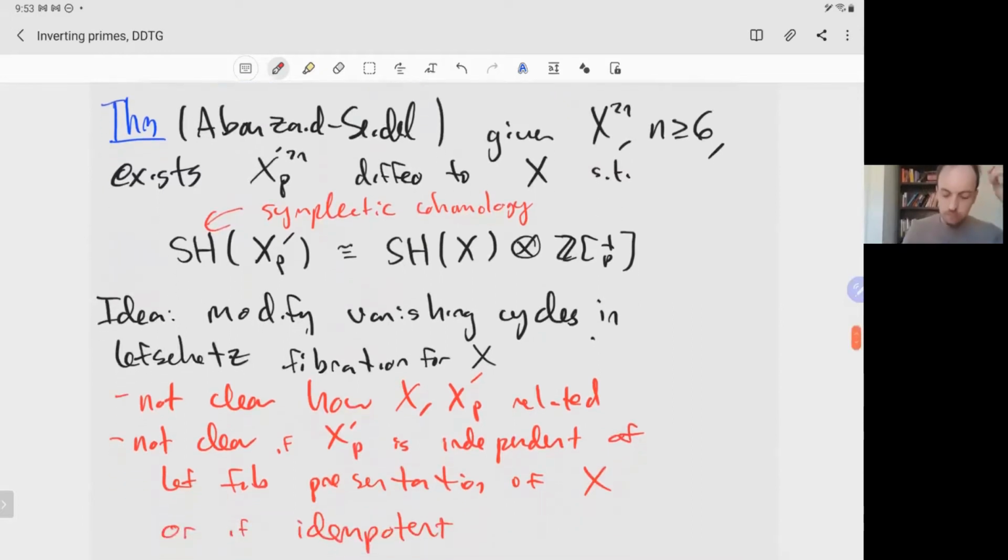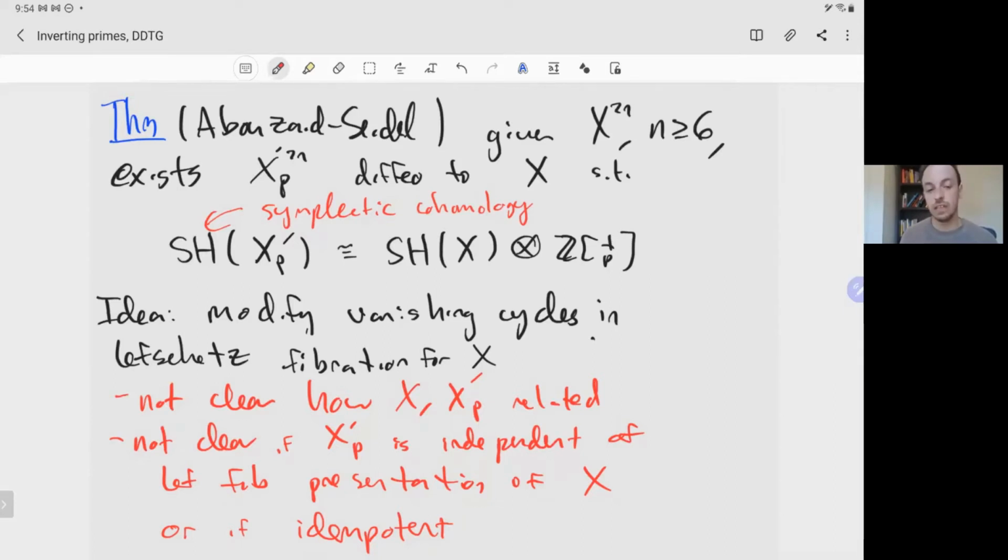First of all, it's not really clear how X and X_P prime are related, except via this construction where you do these local modifications. So that seems very dependent on the presentation you pick of X, and there's not a canonical geometric relationship between the two. So in particular, this property 2, that it's independent of the presentation, it's not clear at all if it holds for their construction.